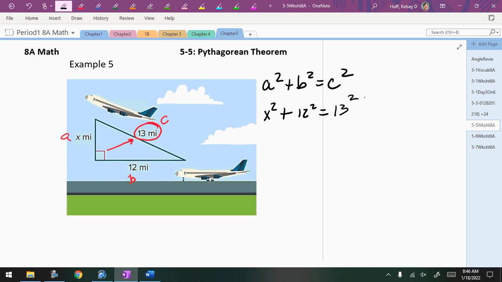So first we're going to square them. Still square them. Okay? Leave your x squared. 12 squared is 144. And 13 squared is 169. Okay? Now, yes, equals 169. Now, we are going to solve for x squared. So I cover up x squared. I have a positive 144. How do I move it to the other side? Subtract 144 to the other side.